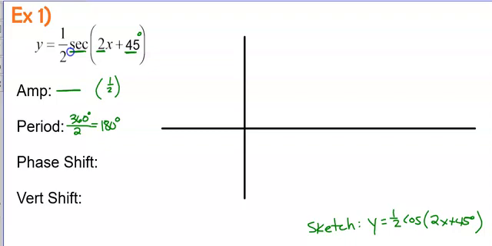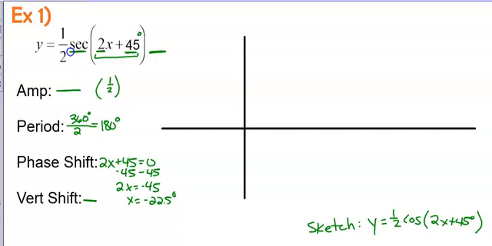Our phase shift is where we set our parentheses equal to 0. So 2x plus 45 equals 0. 2x is negative 45. Divide those in half, and we end up with negative 22.5 for our phase shift, and that's in degrees also. And then vertical shift, we don't have anything on the outside here. We don't have a d, so there is no vertical shift in this case.